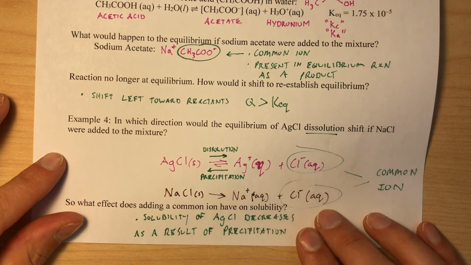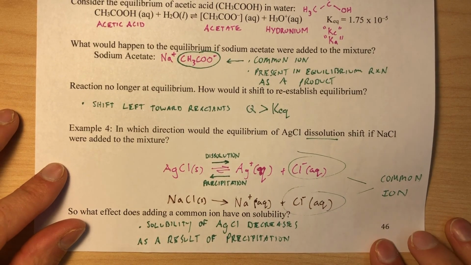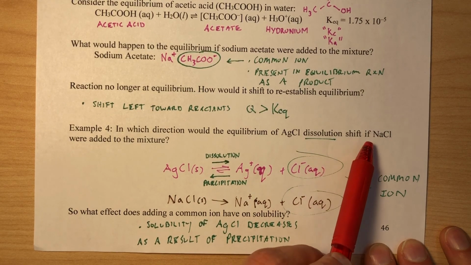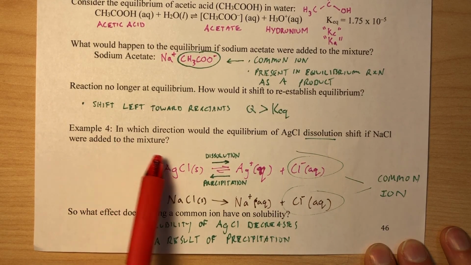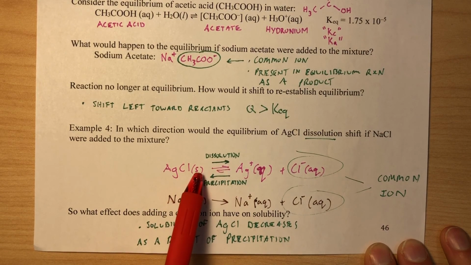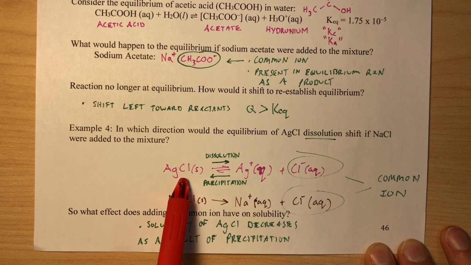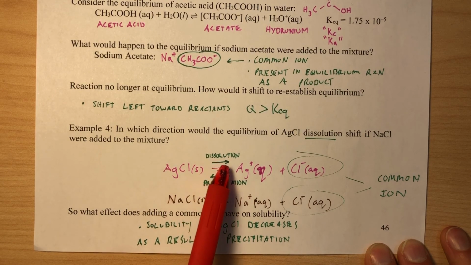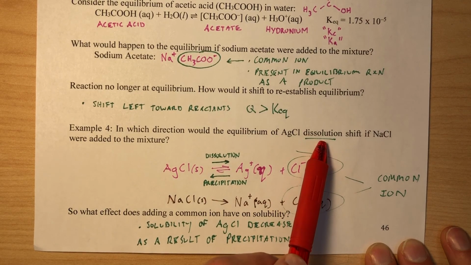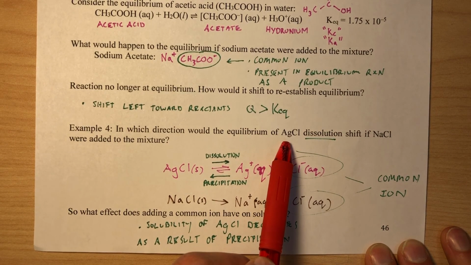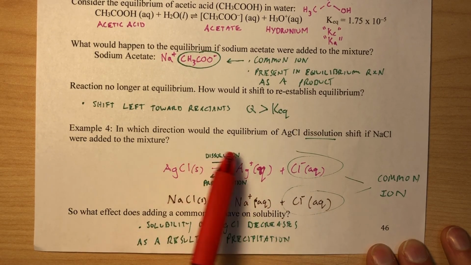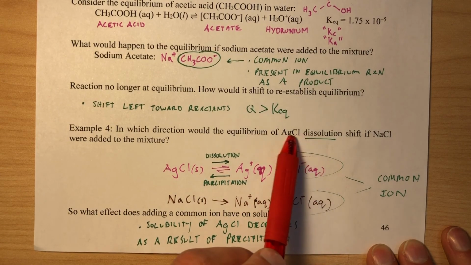In our next example, we're going to look at silver chloride and sodium chloride. In which direction would the equilibrium of silver chloride dissolution shift if sodium chloride were added to the mixture? As a reminder, we have silver chloride dissolution. That is enough information to get this entire equation, because we have silver chloride solid dissolving to form silver ion aqueous and chloride ion aqueous. The word dissolution implies that silver chloride is a solid, and it's dissolving to form aqueous ions. So that's this entire equation just from those two words.